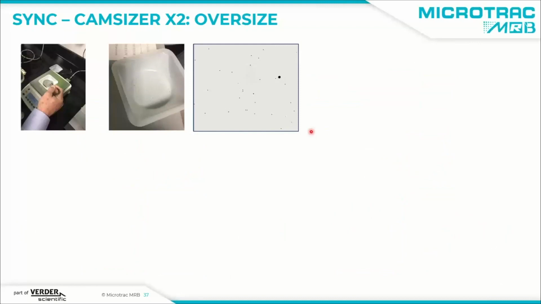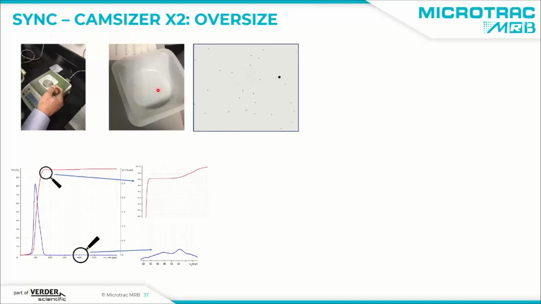So what about the ChemSizer? The ChemSizer is even more sensitive to oversize than the Sync, even with the camera. And this is an experiment that was made by one of our customers. They measure metal powders, and they had this distribution of the metal powder. Then they took some oversize, put it on a balance.